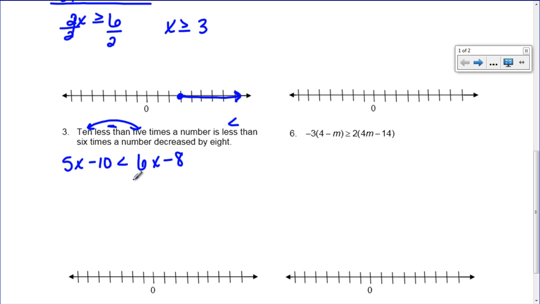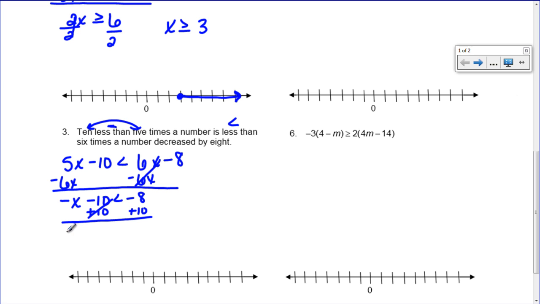So all my variables are going to come over here to the left, so I'm going to subtract 6x. That gives me negative 1x minus 10 is less than negative 8. And so now I'm going to add 10. So I have negative x is less than 2. Now there's a negative 1 here, so to get rid of it, I'm going to divide by negative 1. And because I'm dividing by a negative, remember my sign flips, so this becomes x is greater than negative 2. So at negative 2, I have an open circle. My arrow goes to the right because it's greater than.